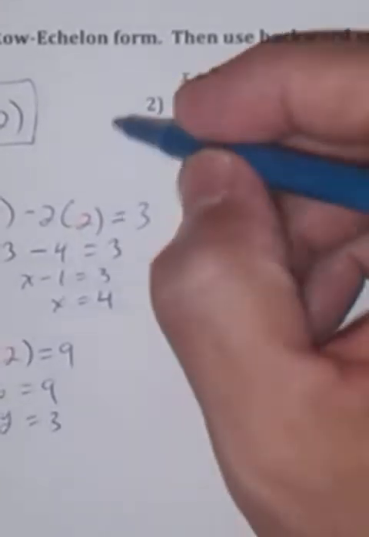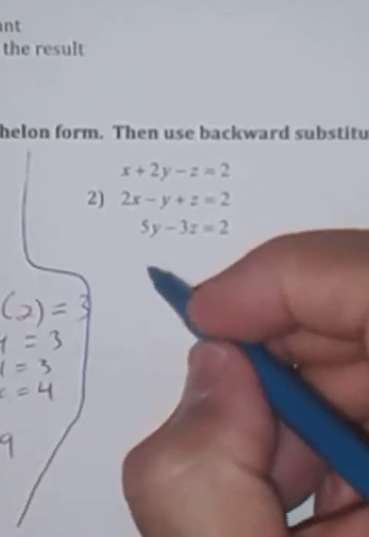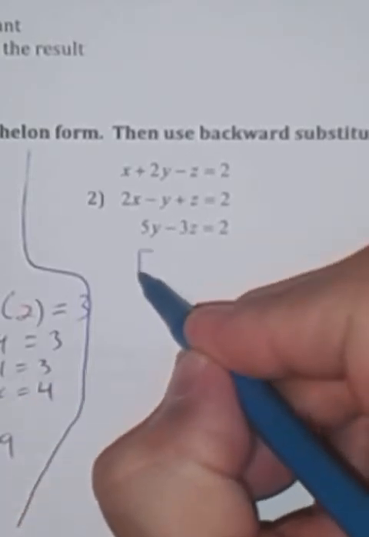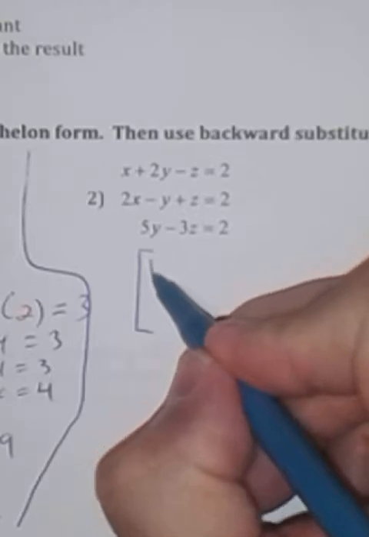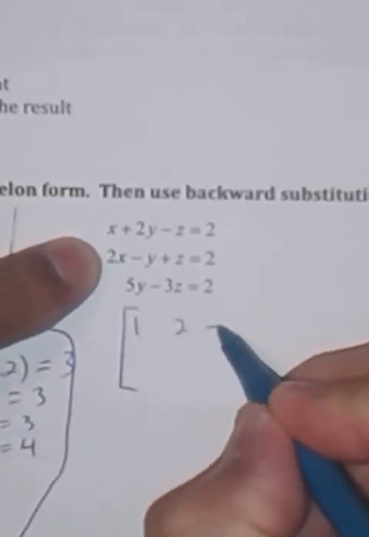All right, let's continue with number 2. Again, we're going to put it in an augmented matrix. So this is 1. I'm just putting them in order. You can put them in any order you want. I'm just going to keep the same order.